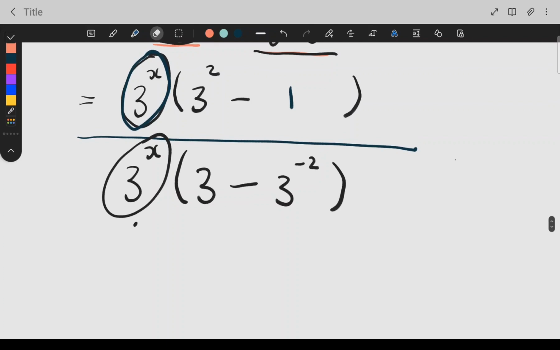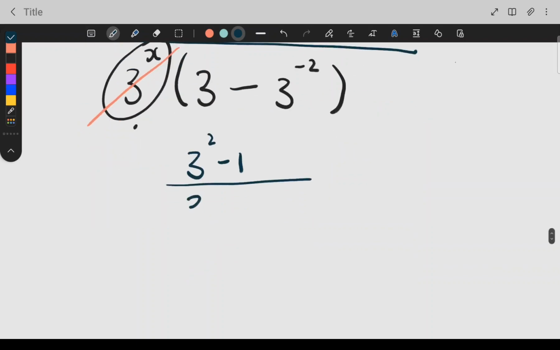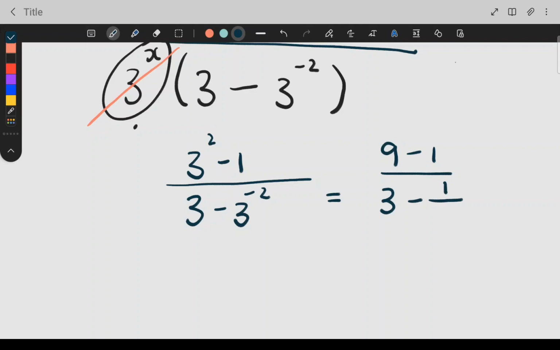So now that you factorized, can you see that this and this can cancel because they are exactly the same? So I'm left with 3 to the 2 minus 1 over 3 minus 3 to the negative 2. Okay, so from here, I'm going to say 3 to the 2 is 9 minus 1. And this is 3 minus 1 over 3 to the 2 to make it a positive. From here, you can go straight to your calculator. The answer is 36 over 13. That is your final answer.